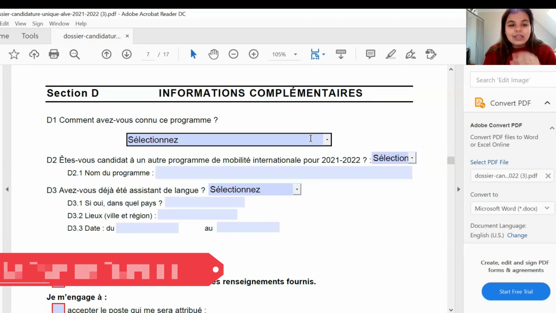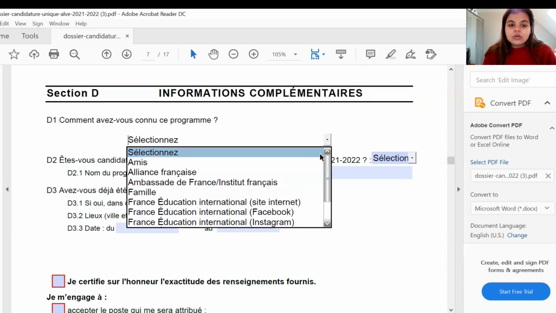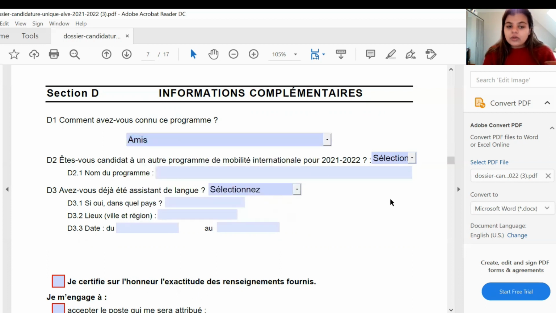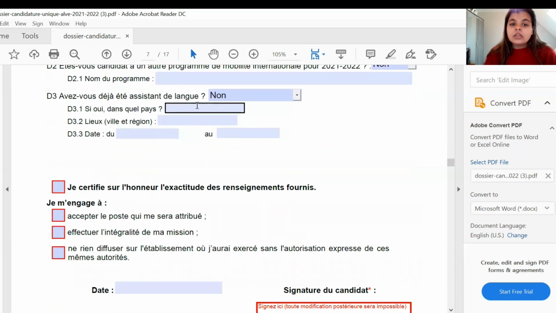Okay, next thing. How do you know this program? You write whatever your source is, like my friends. If you have been an assistant in any other program like this, you write yes, and give all the details. If not, you write no, and leave the other columns. Here, I have not been an assistant before, so I write no. As simple as that. Then you click on this.